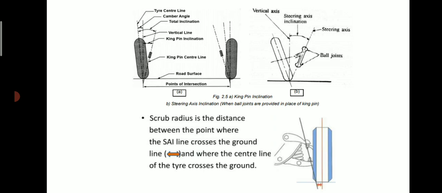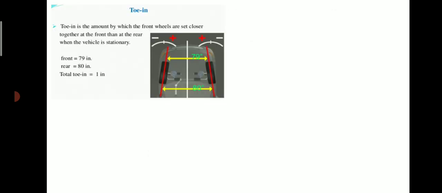We can define here the scrub radius. Scrub radius is the distance between the point where the SAI line crosses the ground line and where the center line of the tire crosses the ground. So here the two-headed arrow indicates the position for getting the scrub radius.